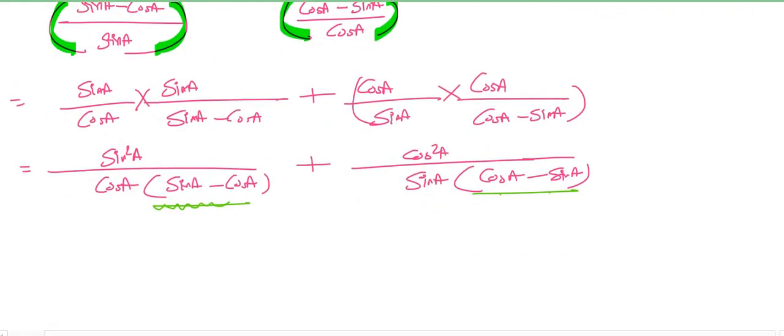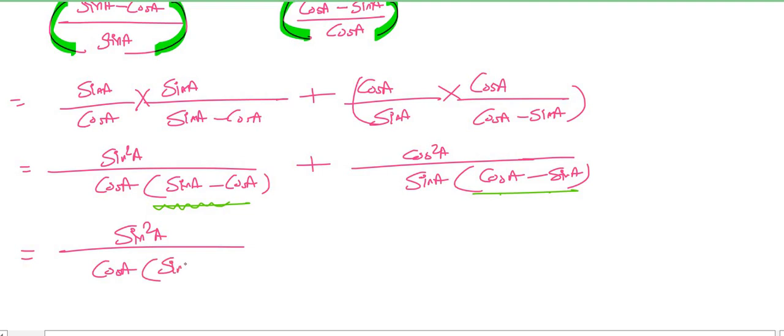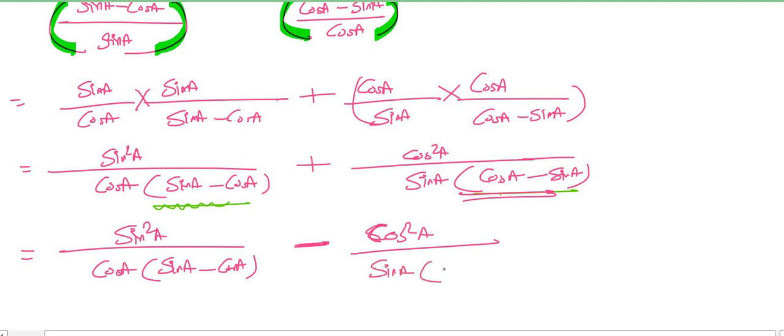कैसे बनाएंगे? वही flip करना है. तो sin square A by cos A into sin A minus cos A. This I want to flip. So how I flip? By putting minus sign, correct? Flip मतलब A minus B will become B minus A. So it will be sin A into sin A minus cos A. उल्टा हो गया. Cos A minus sin A became sin minus cos. Pretty close. Now what?